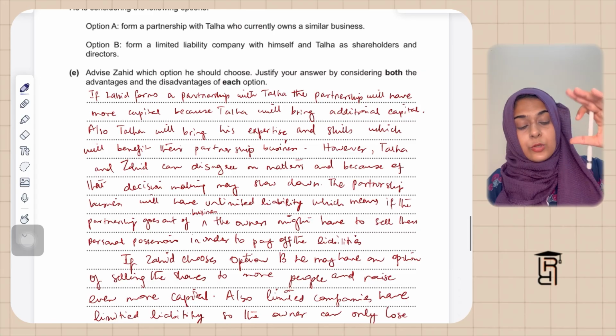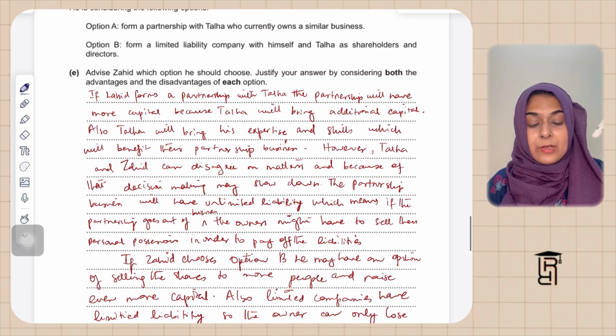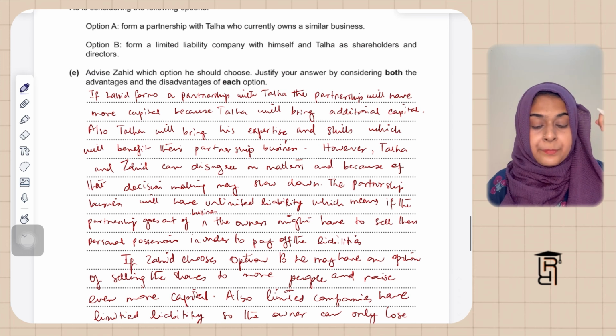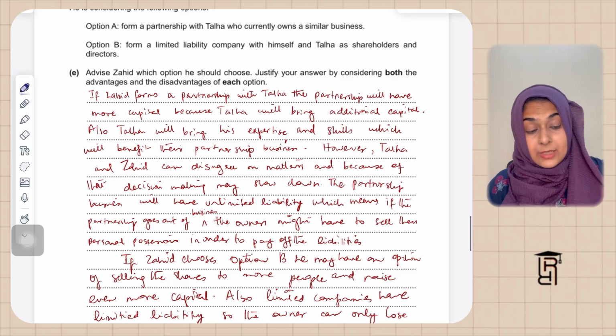So you need to analyze both the options. पहले पैराग्राफ में आप पहले ऑप्शन को एनालाइज कर दें, दूसरे पैराग्राफ में आप दूसरे ऑप्शन को एनालाइज कर दें, फिर अपनी रिकमेंडेशन दे दें. So what I have written for you guys, if Zahid forms a partnership with Talha, the partnership will have more capital because Talha will bring additional capital. ठीक है, Talha additional capital लाएगा. Also Talha will bring his expertise and skills, so that will also benefit the partnership business क्योंकि obviously both of them will bring their expertise and skills.